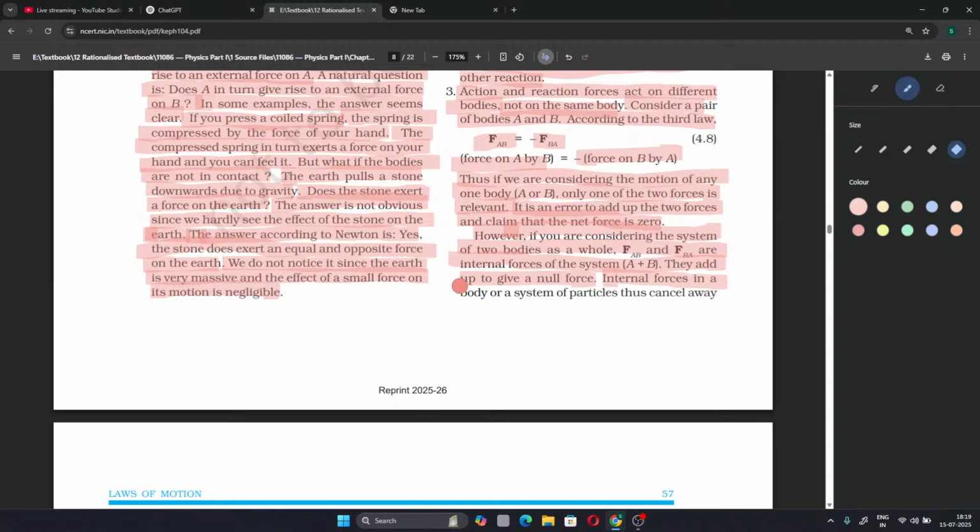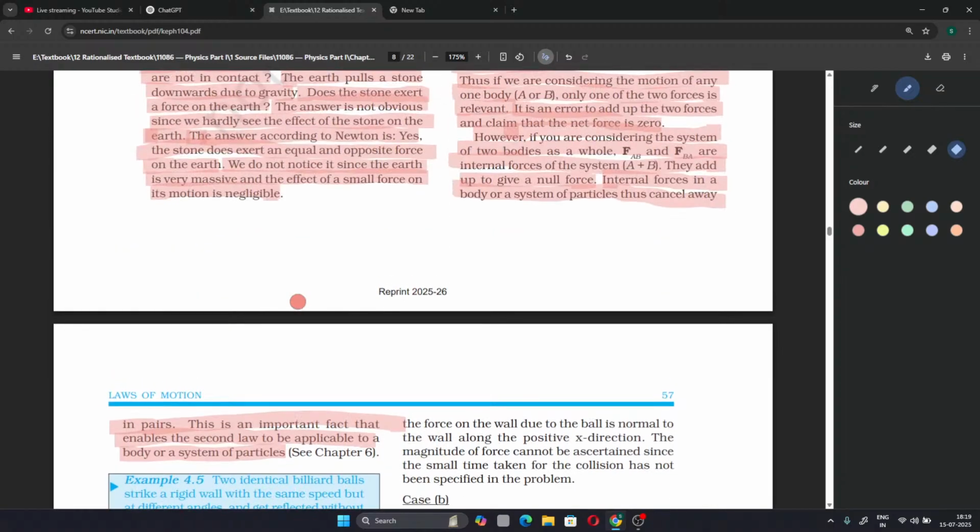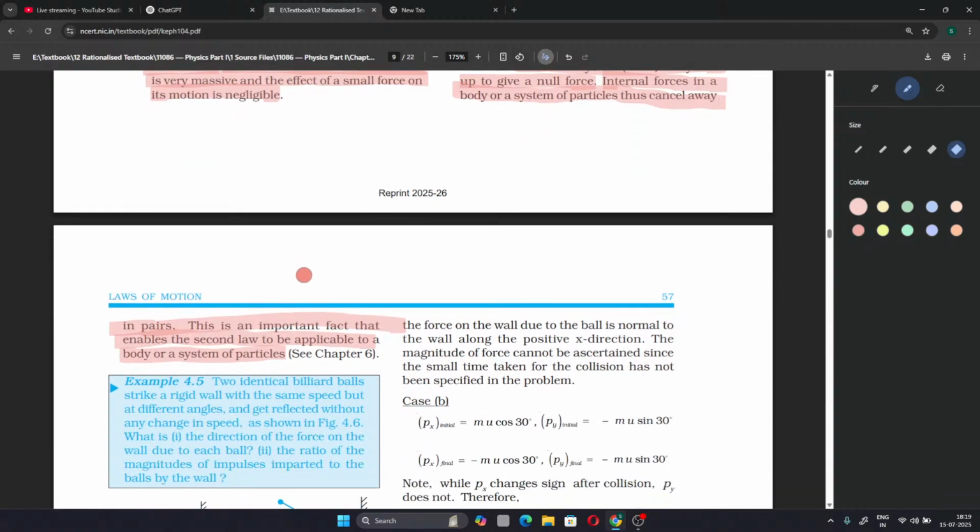Internal forces in a body or a system of particles thus cancel away in pairs. This is an important fact that enables the second law to be applicable to a body or a system of particles, which we are going to see in chapter 6 of the 11th standard textbook. Let's read the statement again. Internal forces in a body or a system of particles cancel away in pairs. This is an important fact that enables the second law to be used for a body or a system of particles.